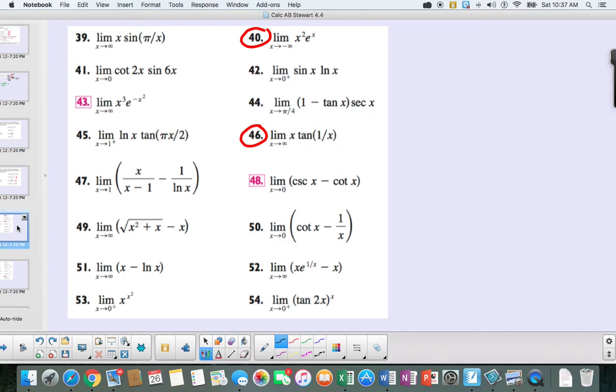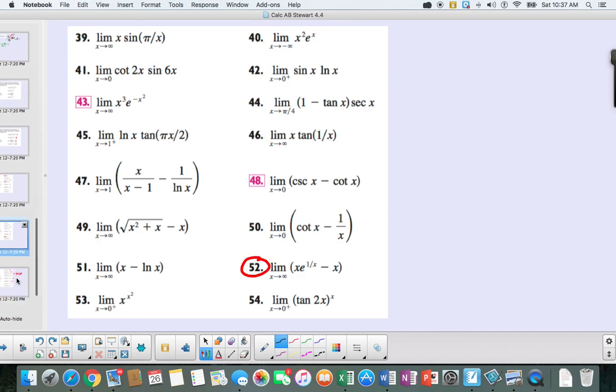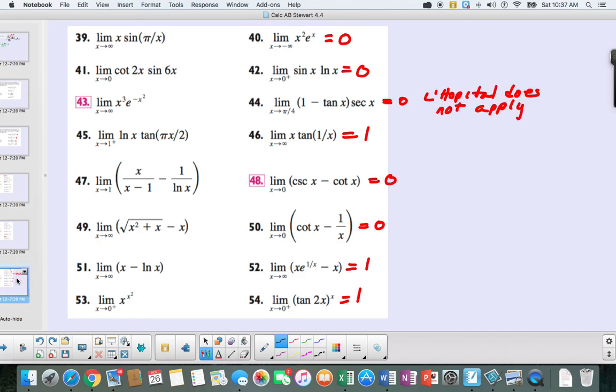Again, this is from your homework, and these are the even problems if you want to try a couple. Your odds will be what you do for your exercises. And here are the answers. And you can see in 44, L'Hopital's rule doesn't even apply.